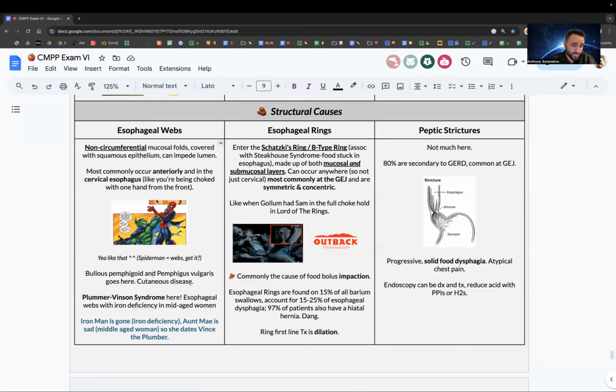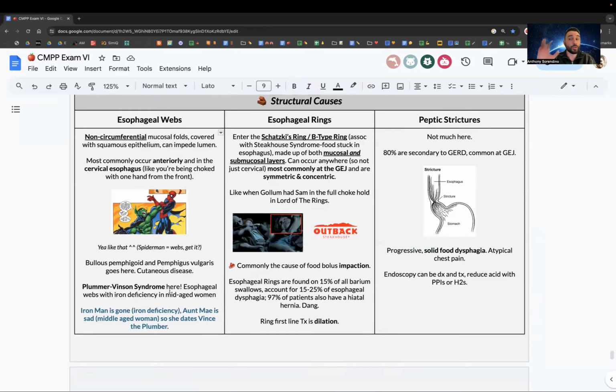There's something called bullous pemphigoid and pemphigus vulgaris. I don't know, they sound like Spider-Man villains. They have something to do with esophageal webs. The big thing here, though, is Plummer-Vinson syndrome, okay? This is where you get esophageal webs and iron deficiency in middle-aged women.